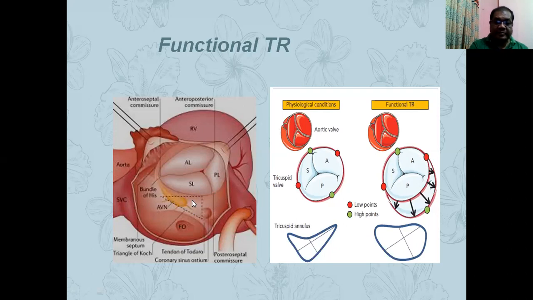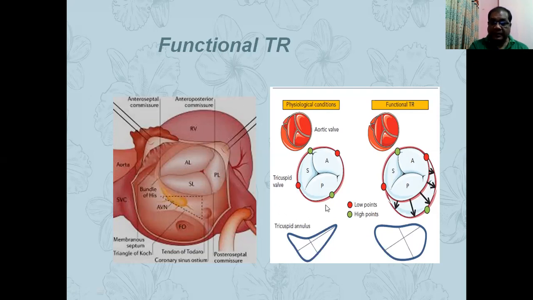And this is the area of the triangle of Koch, and this is between the coronary sinus, and this is the tendon of Todaro, and this is the attachment of the septal leaflet of the tricuspid valve. So within this triangle, normally the atrioventricular node resides, and from the apex of the triangle, the bundle of His goes, and it remains in close proximity to the anteroseptal commissure area. So this is a very vital point. We'll have to take care of this point when doing any type of surgery on the tricuspid valve.